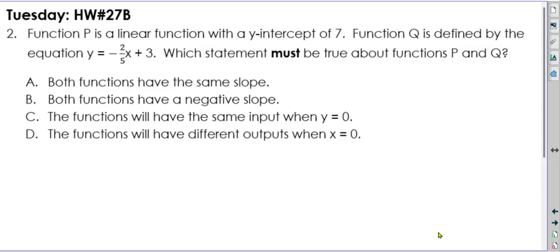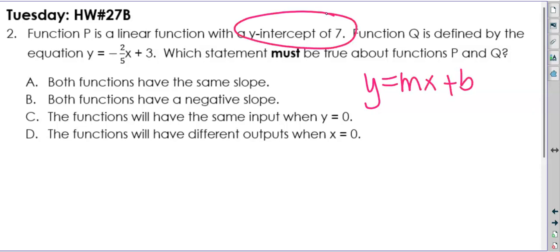Next question. Function p is a linear function with a y-intercept of 7. All linear functions look like this, and I'm telling you it has a y-intercept of 7. I think I just said x, I'm not sure. So I'm going to input a 7 here. I do not know anything about the rate of change or the slope. They didn't tell me anything about that, so I'm going to leave that as an m for now.